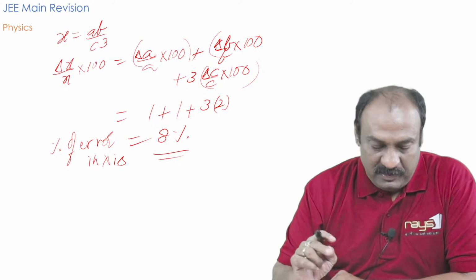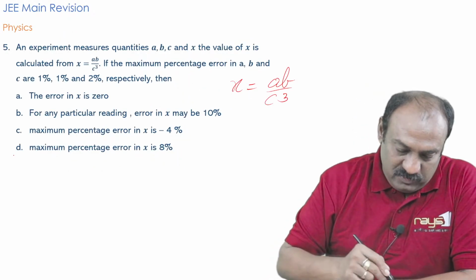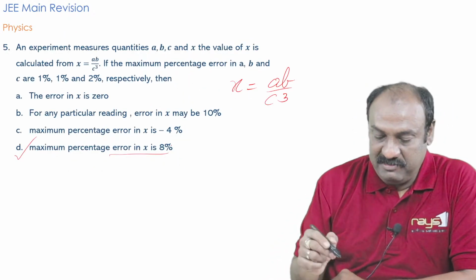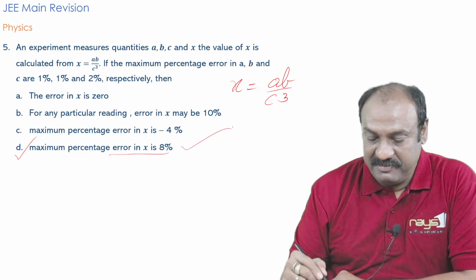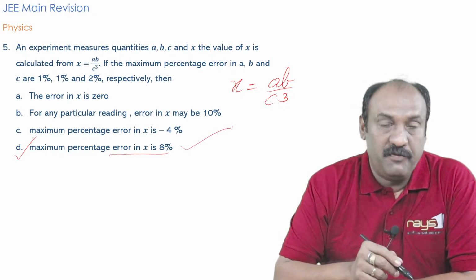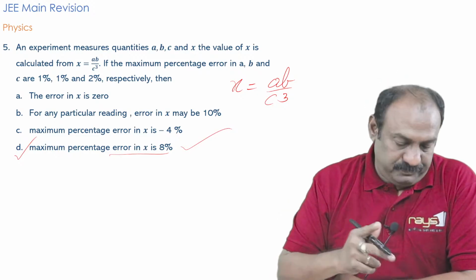Okay, so the answer for this one is D. The maximum percentage of error in x is 8%, which is the answer for question number 5. Next question.